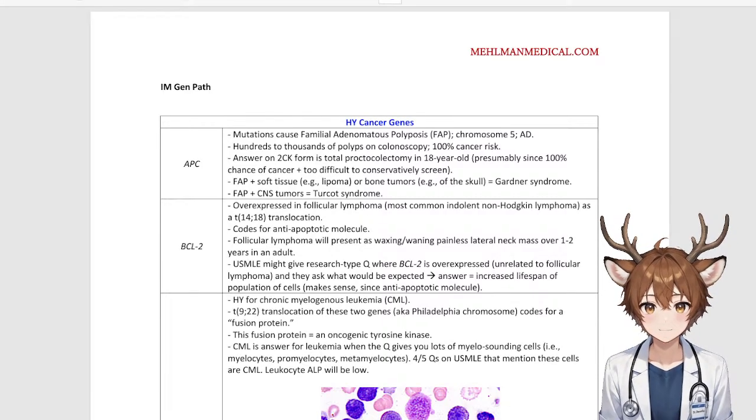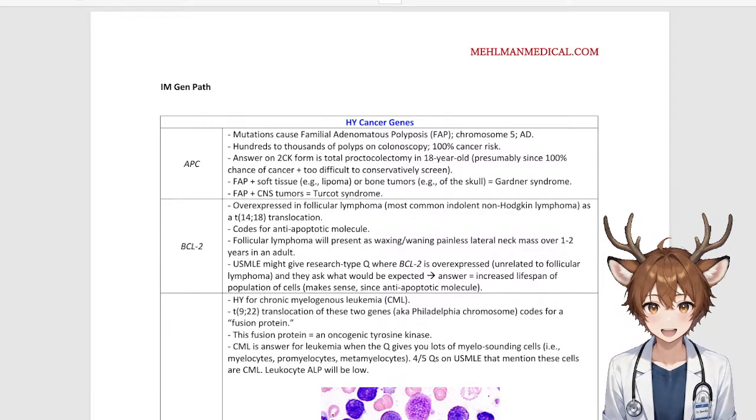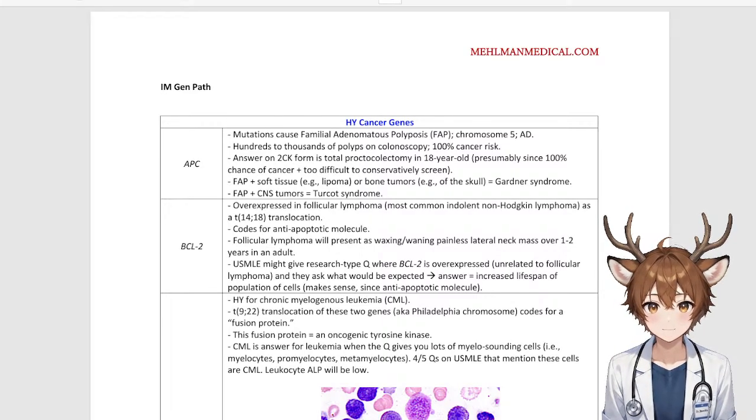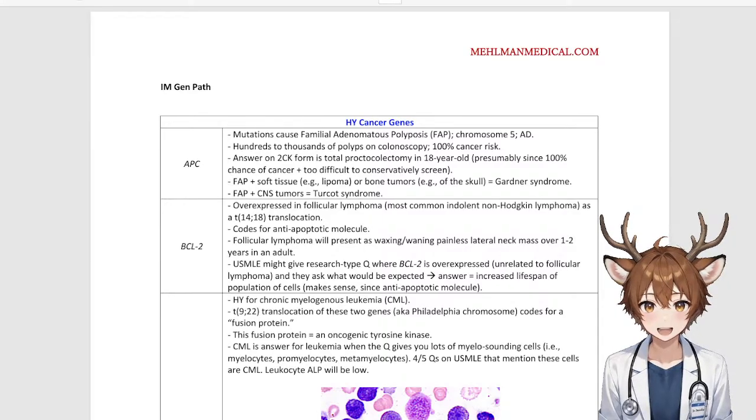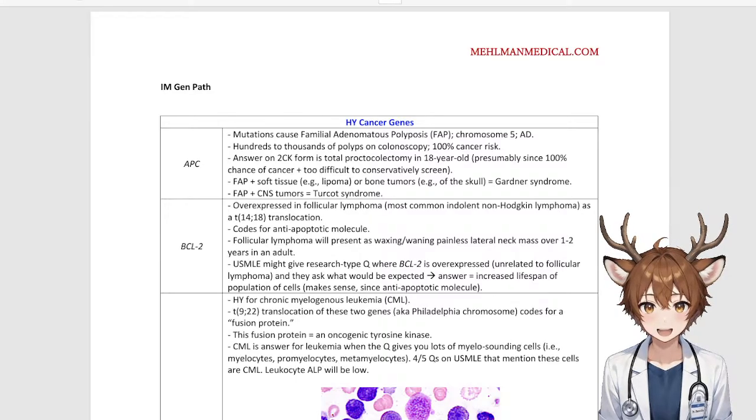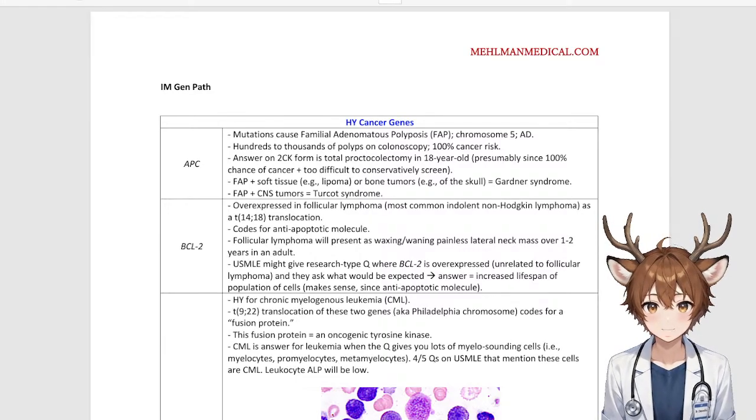BCL2. Overexpressed in follicular lymphoma, the most common indolent non-Hodgkin lymphoma, as a t(14;18) translocation. Codes for an anti-apoptotic molecule. Follicular lymphoma will present as a waxing or waning painless lateral neck mass over 1 to 2 years in an adult.